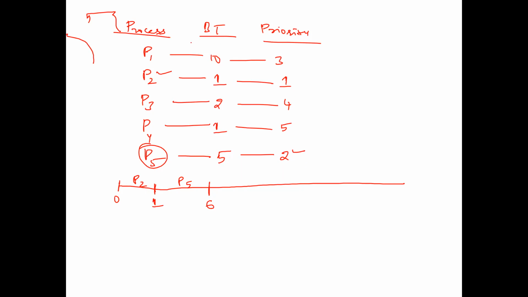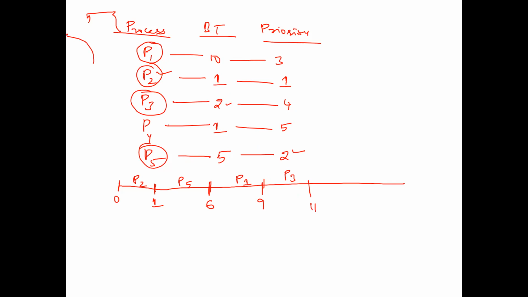The next priority goes to process 1, and its burst time is 3 units of time. So 6 units of time is already completed, plus 3 units, that is 9 units of time. So P1 completed, P2 completed. The next priority is given to P3, and its burst time is 2. So 9 plus 2 is 11.